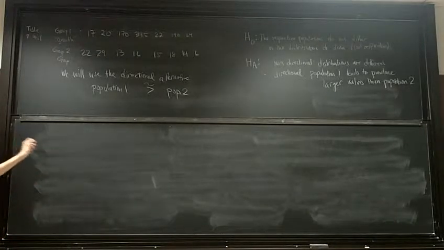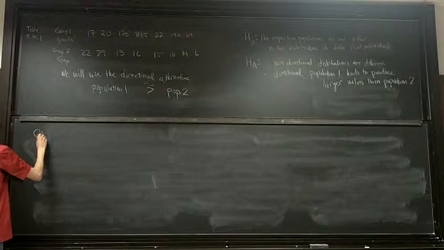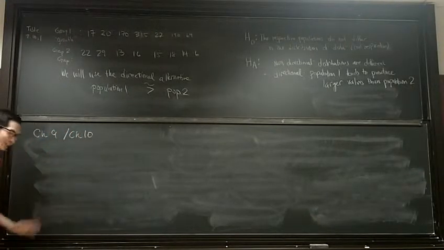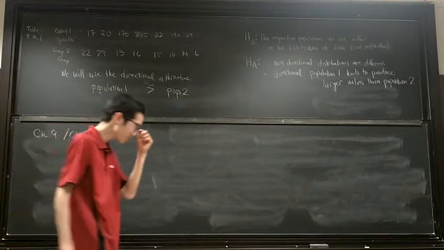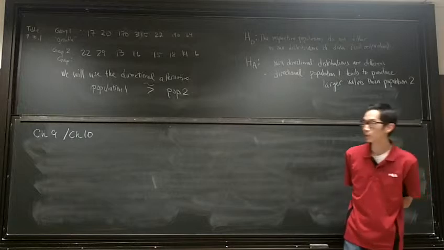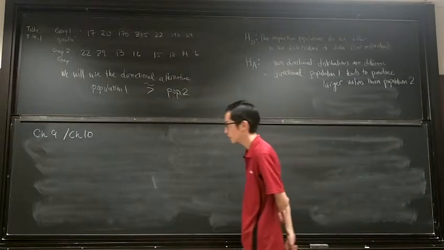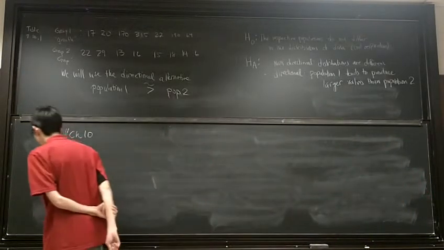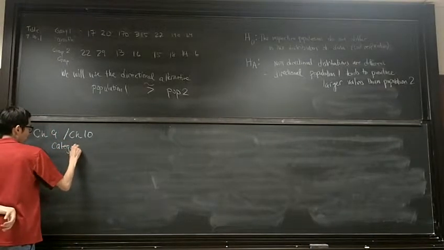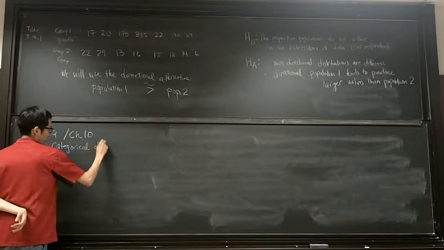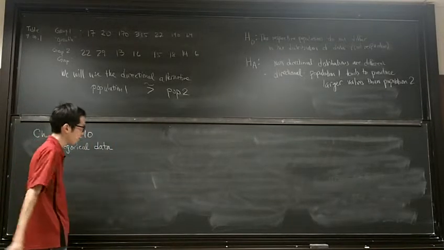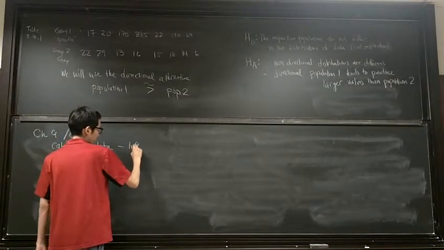Okay, so I'm gonna move on. We're gonna do chapter 9 and chapter 10, and they're very closely related. We are now moving away from numeric data, and this is all dealing with categorical data. So this is categorical data inference with the chi-squared test.